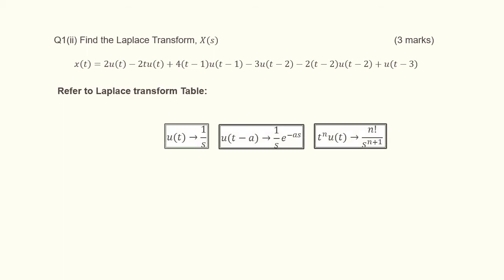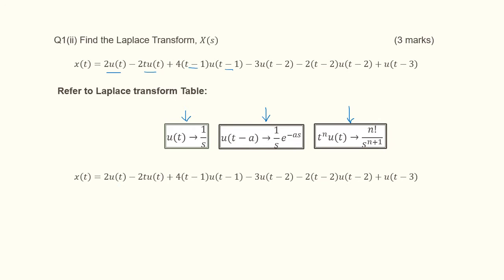From this equation, you may notice that this is the fundamental shape, which you can find in the table. Then you also have the t u(t) function, which is also in the table. And then you have the shifting property, given by this equation from the table. So you need to consider converting each of the components inside x(t). Okay, so this is the equation in the time domain.